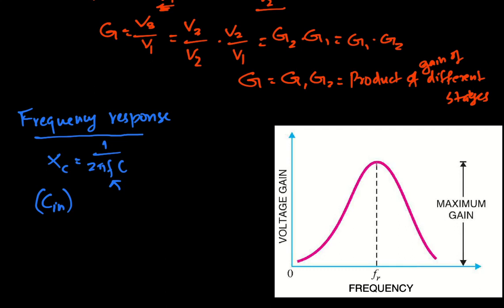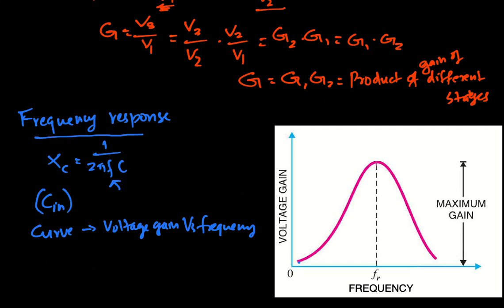So the curve representing the voltage gain with frequency is called the frequency response. So frequency response is the curve between the voltage gain and the frequency of the input signal. So this diagram represents a conventional frequency response curve.